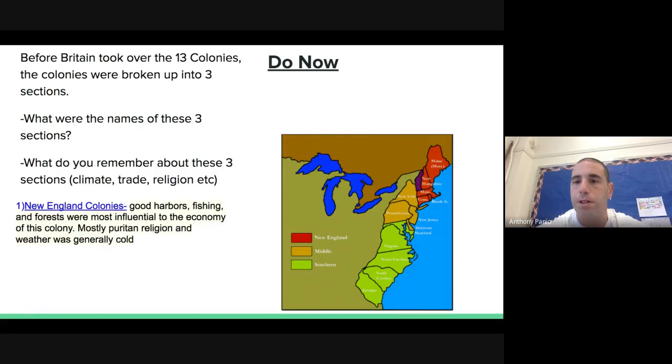A harbor is an area where a lot of boats and ships come into an area to trade. This is why Boston, Massachusetts became such an influential part of the American Revolution, as we'll learn, because that's where a lot of the harbors took place.